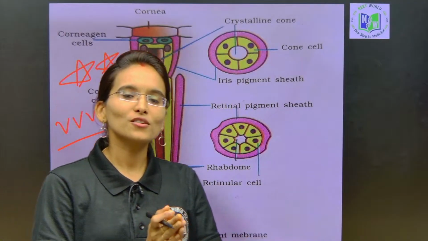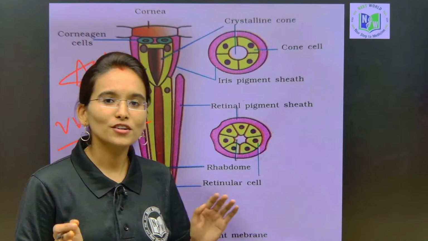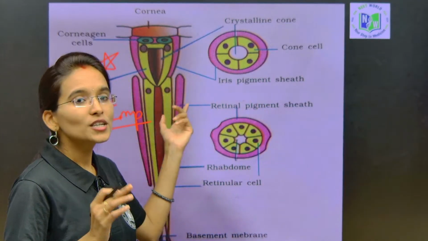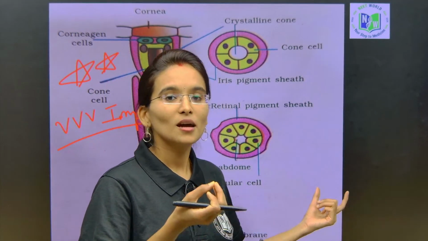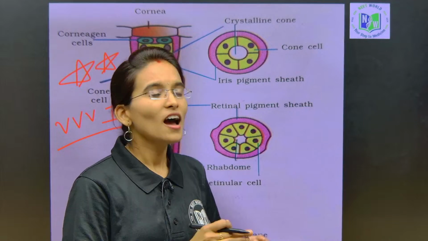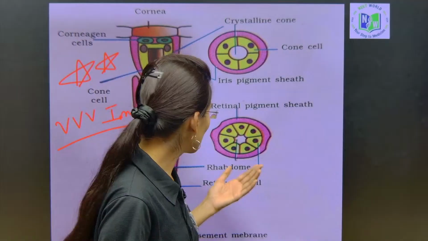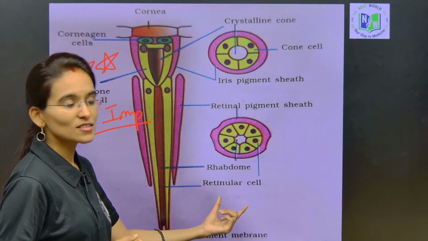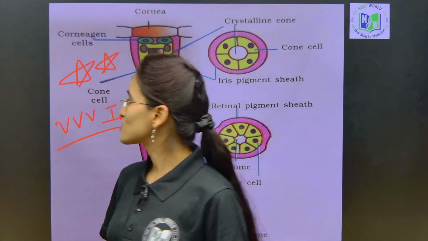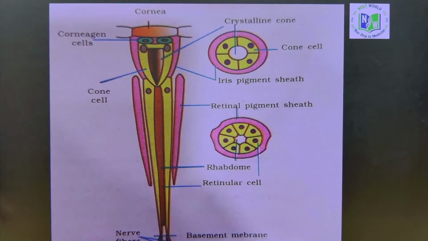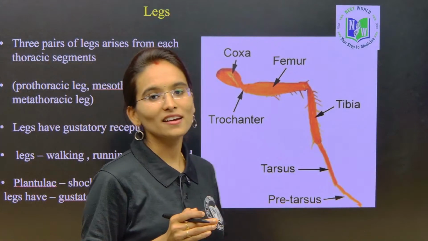When it comes to the NEET point of view, along with the diagram you need to understand the type of cells in the structure of the ommatidium. Next, you need to study a few theoretical parts about the photoreceptor cells, that is, the retinular cells and rhabdome. All these you need to learn, my dear students. Next, we move towards the legs of Periplaneta americana.